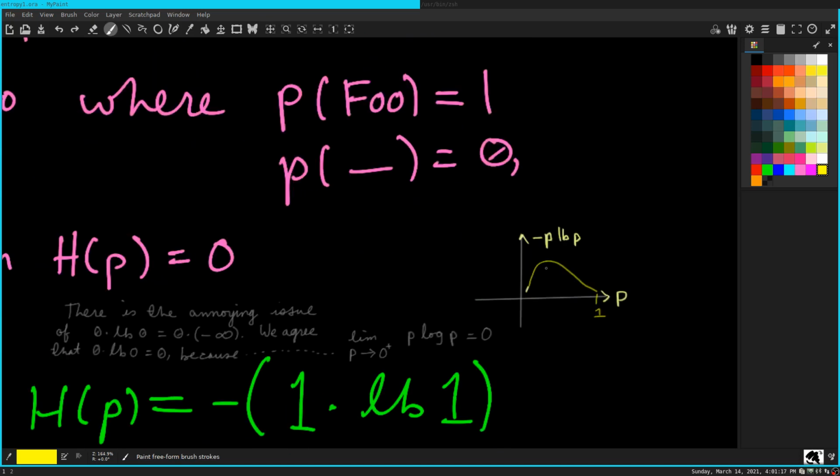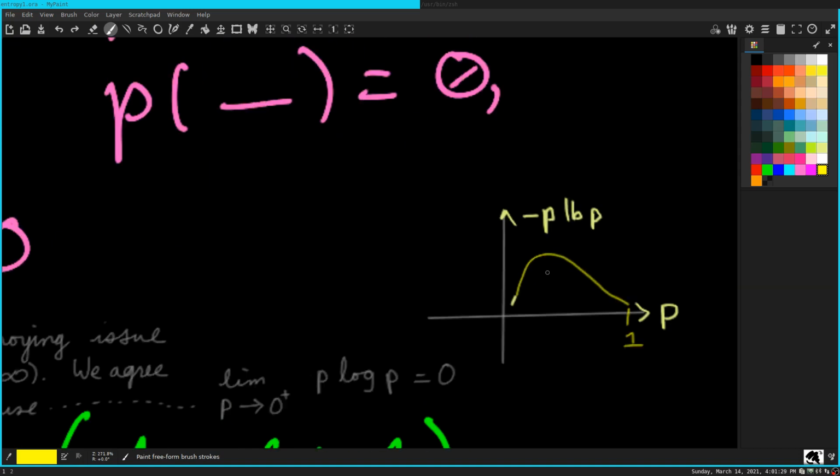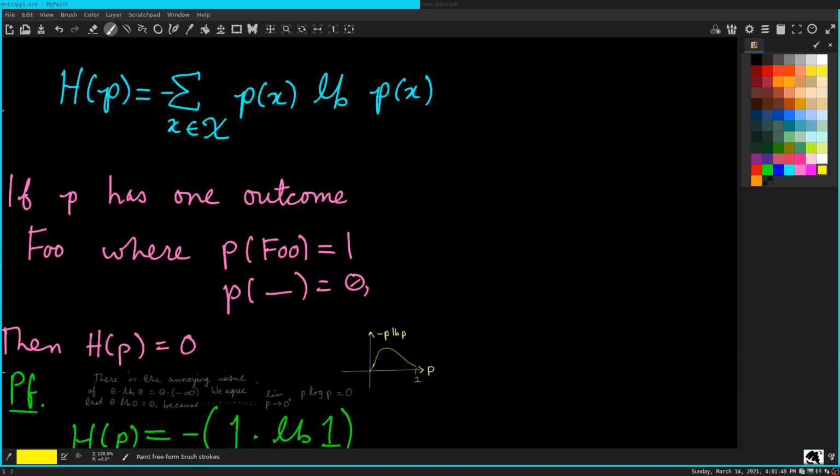0 times the log of 0 is not strictly technically defined, because it's 0 times minus infinity. However, for the purposes of information theory, you define 0 times log of 0 to be equal to 0. The reason is just a continuity argument: if you plot minus p times log p as p approaches 0 from the right, the limit of minus p log p is equal to 0. Okay, so we say 0 times the log of 0 is equal to 0.